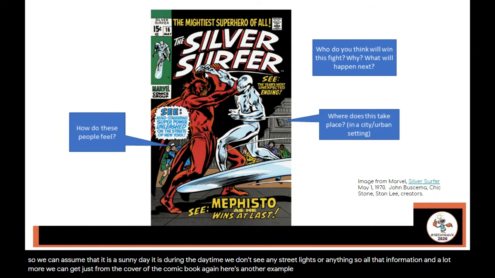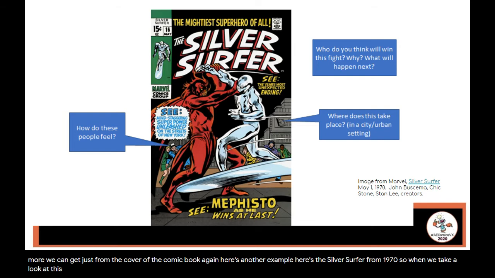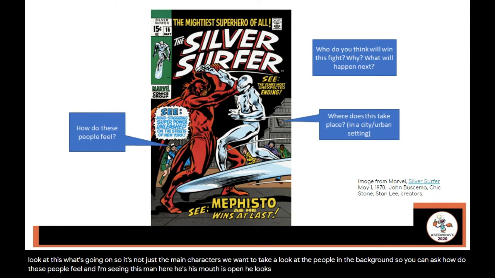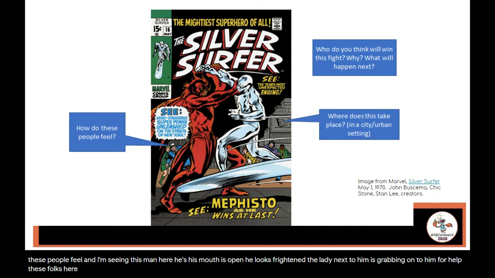Again, here's another example. Here's the Silver Surfer from 1970. So when we take a look at this, what's going on? It's not just the main characters. We want to take a look at the people in the background. So you can ask, how do these people feel? I'm seeing this man here. His mouth is open. He looks frightened. The lady next to him is grabbing onto him for help. These folks here also look frightened. So that tells us a lot. Where does this take place? Well, we see a paved street, we see a sidewalk, and we see buildings. So this is some sort of a city or an urban setting.